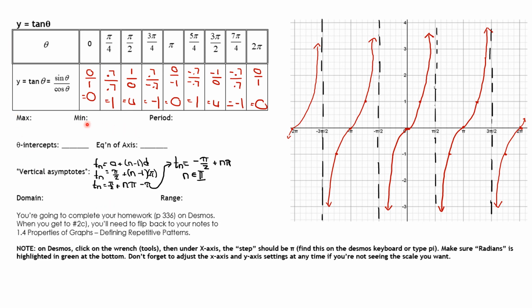Let's talk first about its period. What is one full cycle? How many x units do we have before we start repeating ourselves? Remember, we originally started with just this one section here, so that is pi. The period is pi. The cycle is pi units wide. What about the maximum and the minimum? There are no maxes and no mins. None.